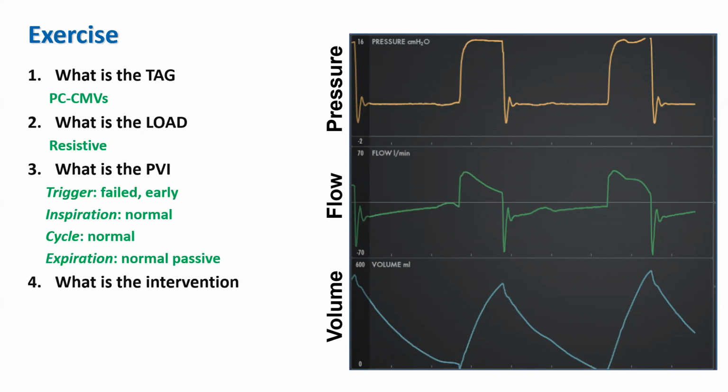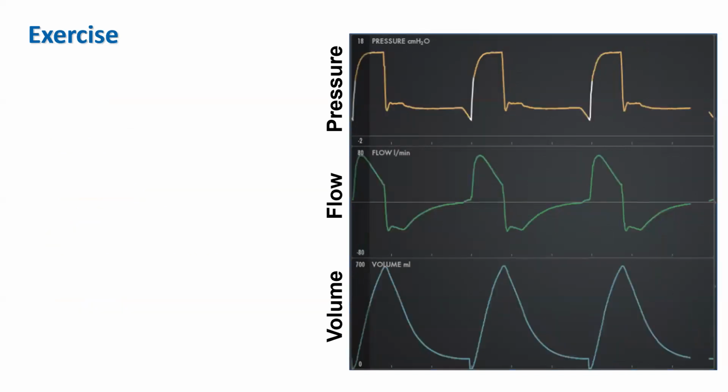So what intervention would you do here? What do you think you would do to fix this? Again, it happens all the time. Well, one thing you could do is reduce the rate so the patient has a chance to trigger. Reducing the rate allows the patient to exhale more fully and has less autoPEEP. Less autoPEEP, the less chance of a failed trigger effort, right? Because autoPEEP causes failed triggers. That's what I would do.